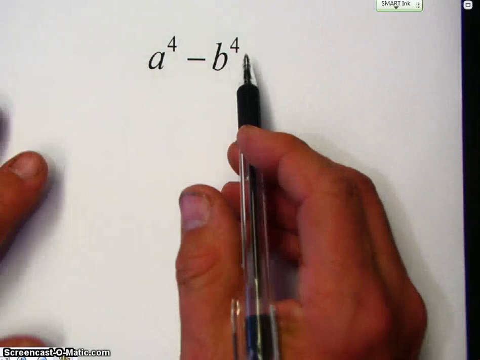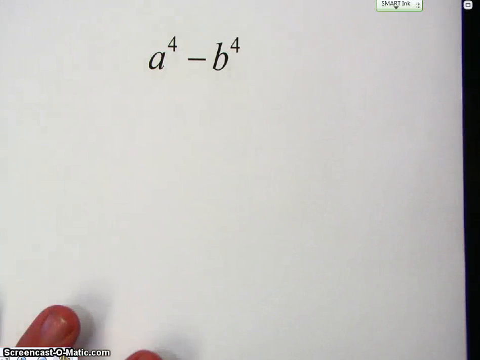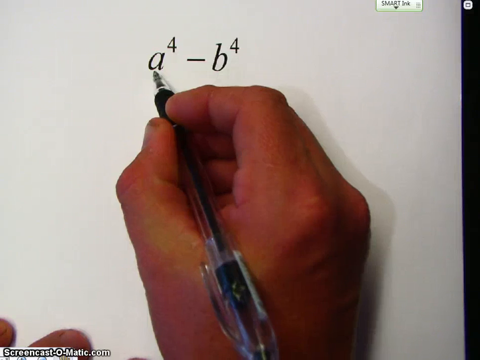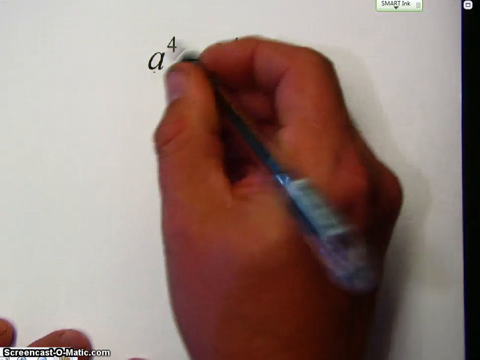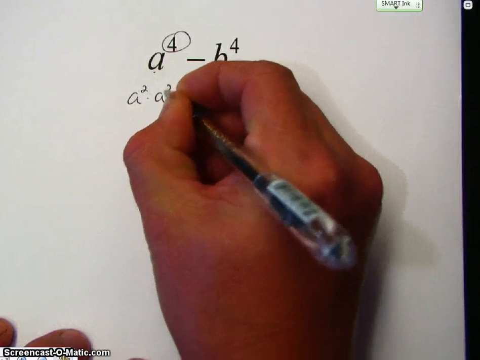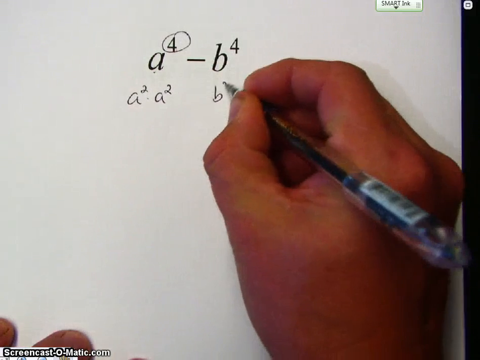Next one. All right, now this seems a little bit different. We haven't seen this one yet. Well, what can I multiply by itself? First of all, that's the same thing as saying a squared times a squared. And that's b squared times b squared.